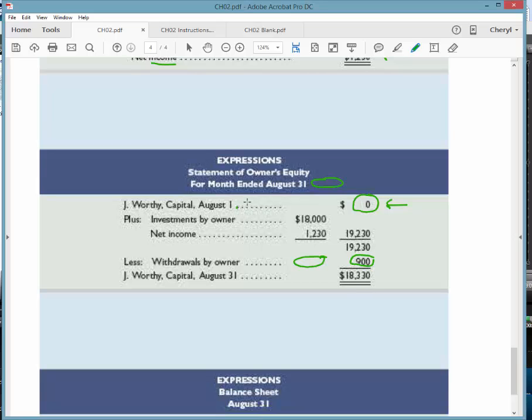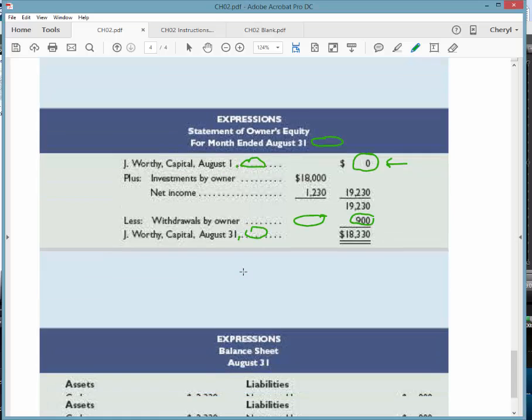Okay. And again, put your years. For your J-Worthy Capital August 1st, J-Worthy Capital August 31st. And the reason why I'm really working on the years is because we're going to see in Chapter 3 that businesses run not necessarily on a calendar year, but their fiscal year could be a 12-month period that starts in June or starts in September. So part of it's going to be in one year and part of it's going to be in another year to see in a full year statement.